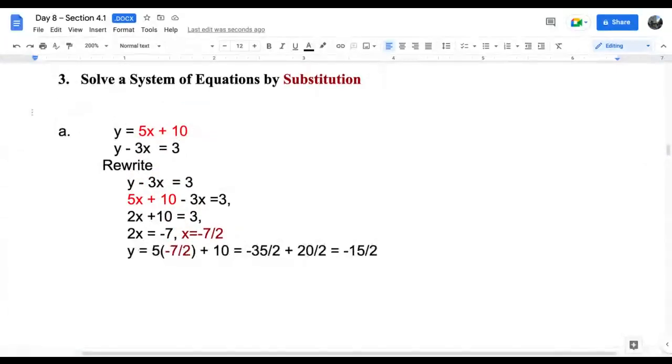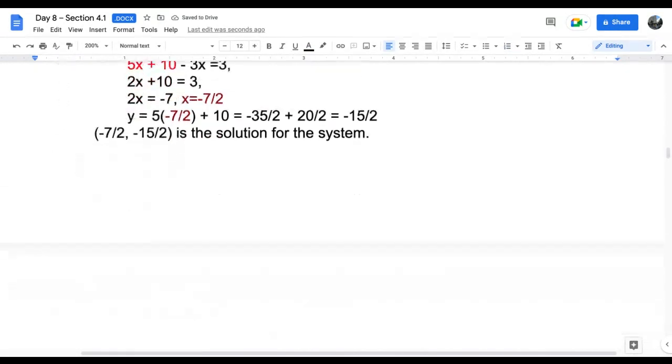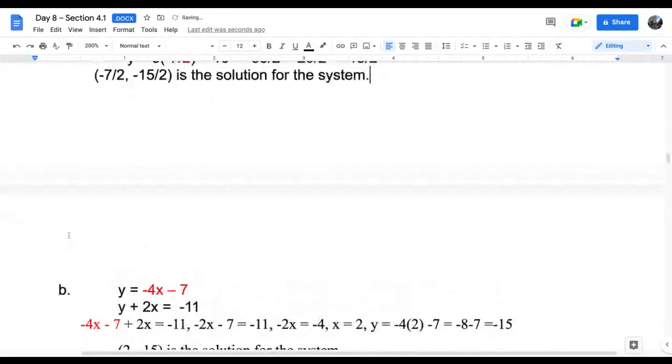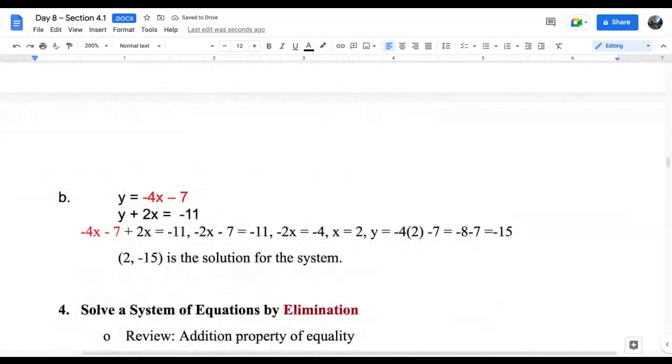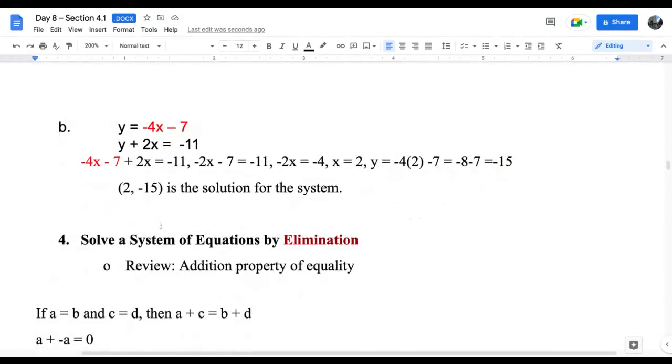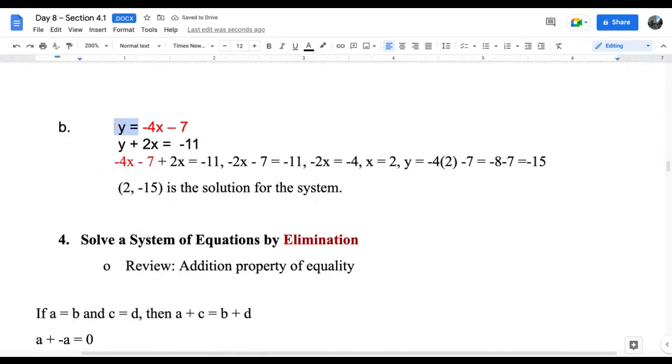Anyone has any questions? Okay, this is the substitution method. Same thing for this one: y equals negative 4x minus 7. We can substitute the y value as negative 4x minus 7 into plus 2x equals negative 11. Then we solve from there.